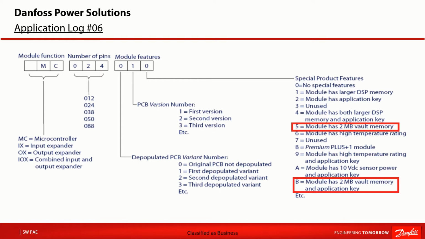PLUS+1 displays have either 2 MB, for example the DP200, or 60 MB for newer displays of flash full memory, also referred to as application logging memory. In the shown image, you can see that any PLUS+1 controller whose model number ends with a 5 or a B has the 2 MB of flash full memory.